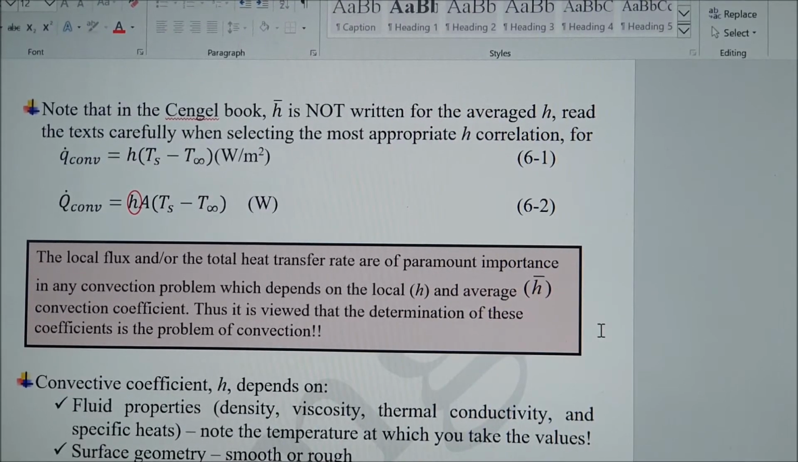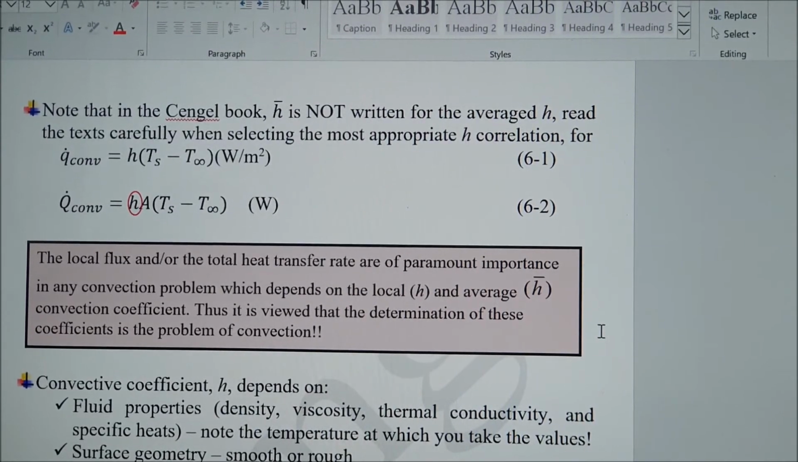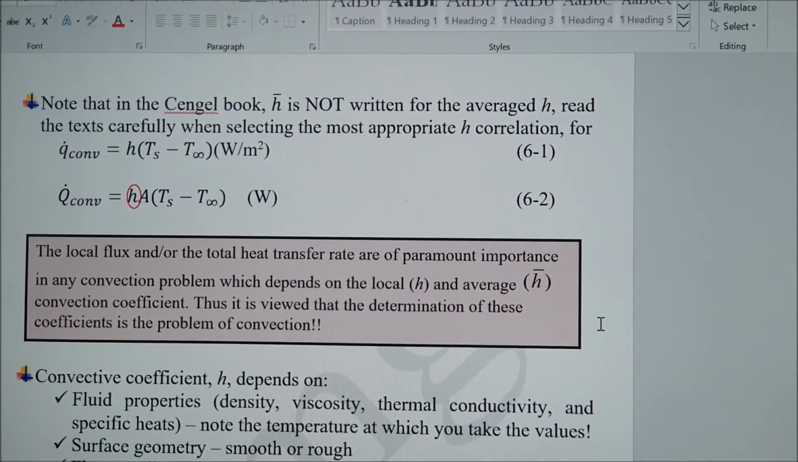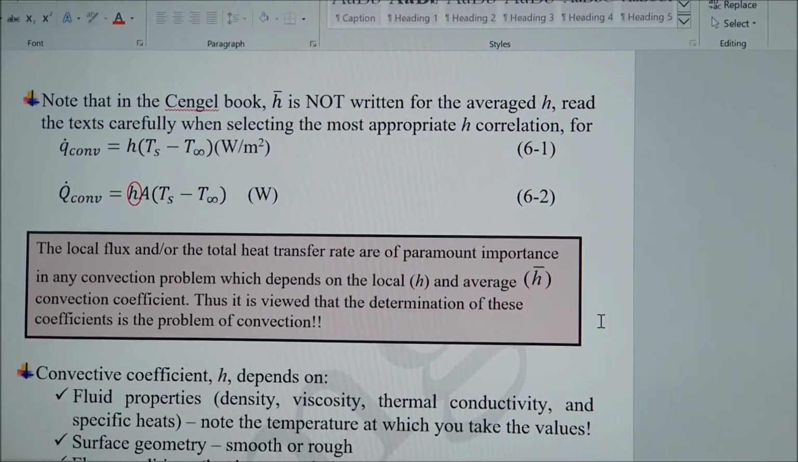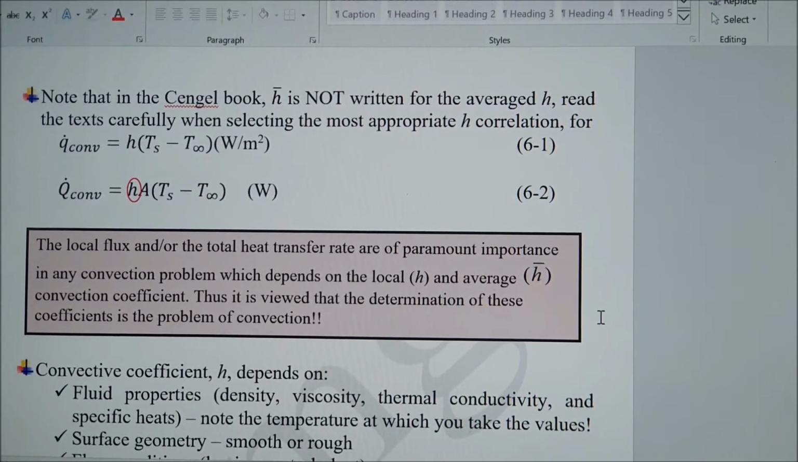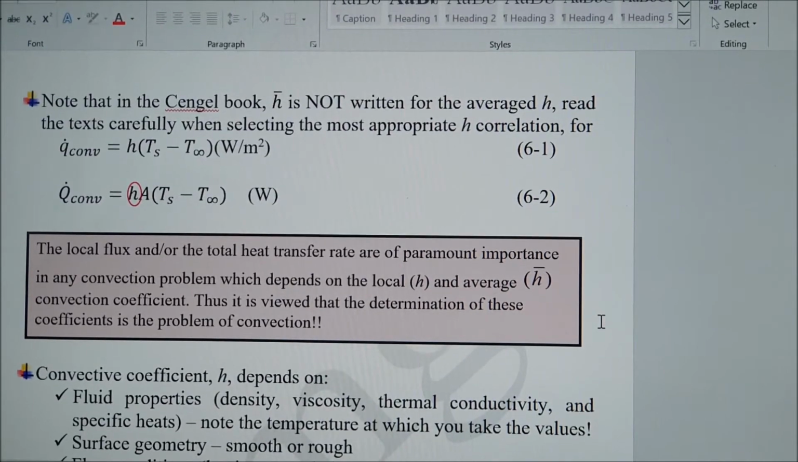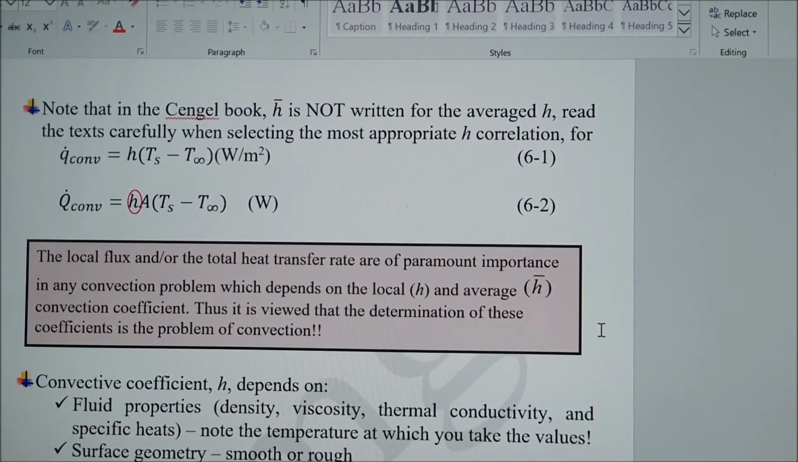So compare that with your conduction mode of heat transfer. When you are interested to determine the temperature profile or the heat loss or heat gain, k is the value you need to determine, dependent on temperature, and the boundary condition here is all about H in convection.